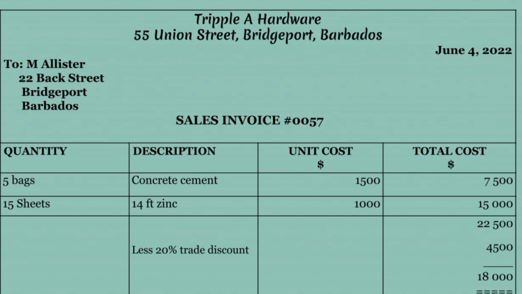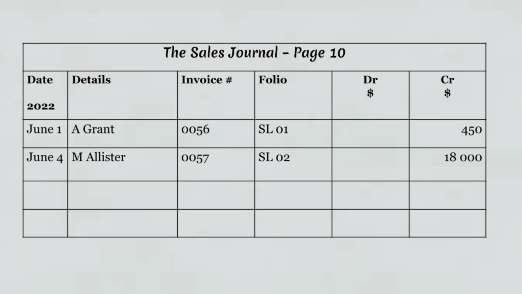Let's transfer the information from the second invoice. Under Date, we record June 4th. Under Details we have the name of the customer who we sold the goods to on credit, M. Allister. Next we record the invoice number, 0057. You can create your own folio number if a question you are doing does not provide you with one. The folio for this transaction is SL02. The amount is $18,000.